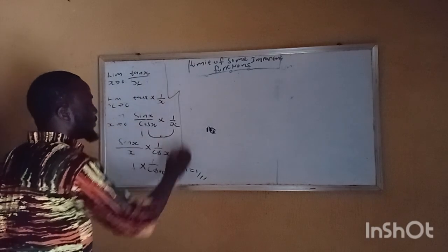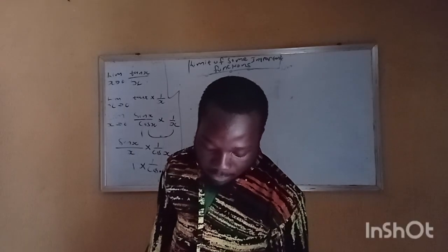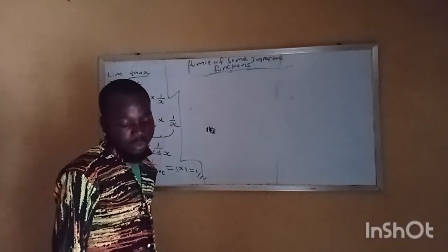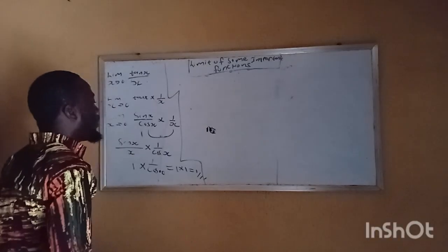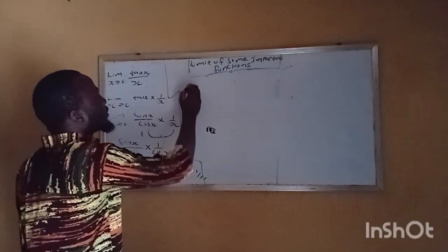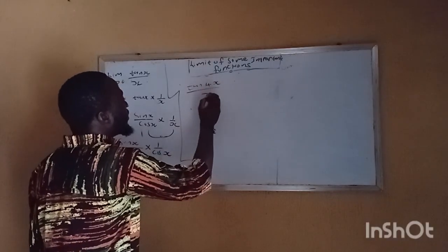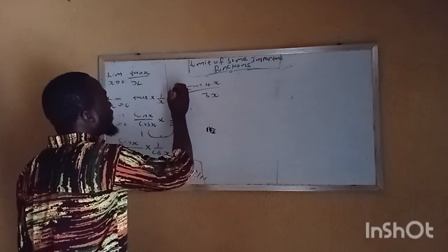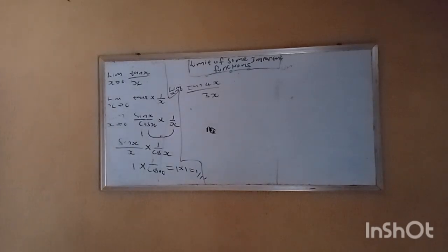Hope you are following. So let's take another question. Taking another question, we have tan 4x over 3x. Wow. You can pause the video and lay your hand on that. Tan 4x over 3x at the limit of x tends to 0. How are you going to be solving this? We use the same method.